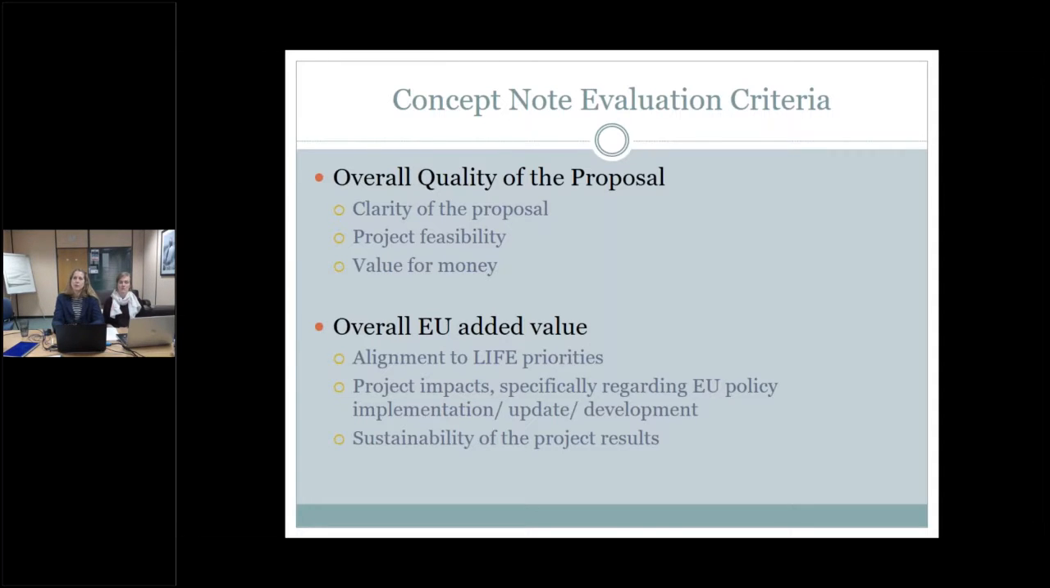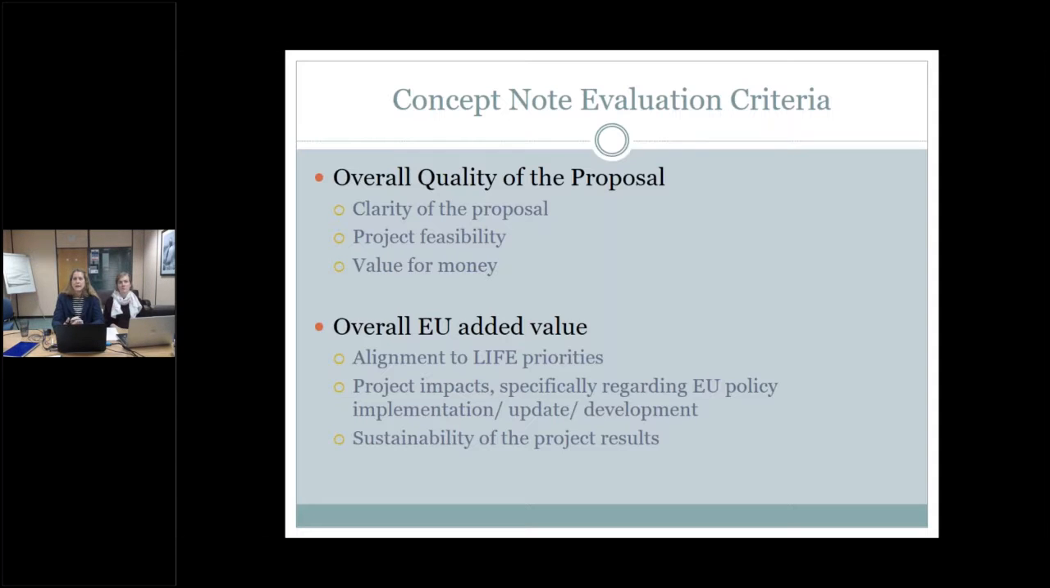Under the overall quality of the proposal, this criterion will focus on the clarity of the proposal, including the description of the pre-operational context, its feasibility and indicative value for money. I've covered a lot of these points already during the section when we talked about the application forms. This is basically the other side of the coin. Now the evaluator is looking at your application, but it's the same principle.